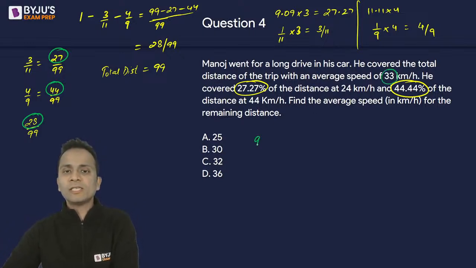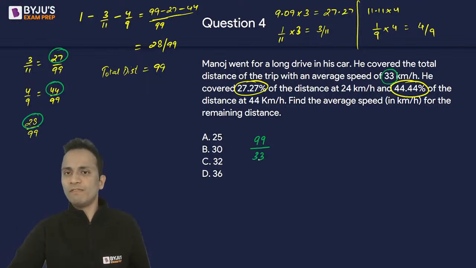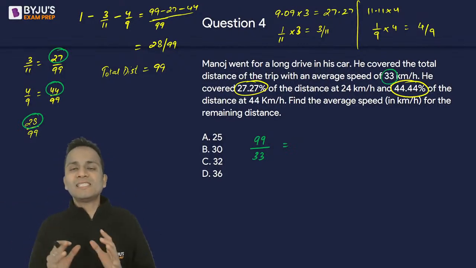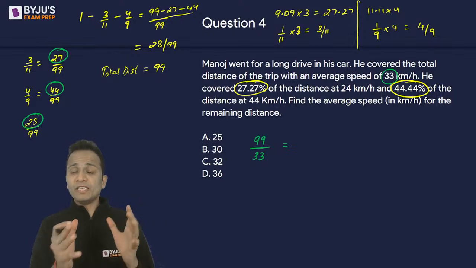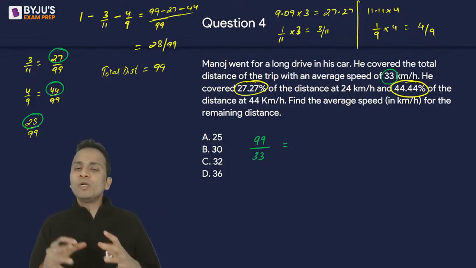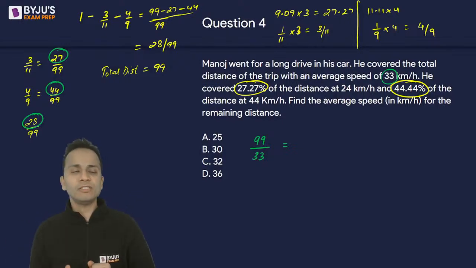So total distance is 99 divided by the average speed, which is 33, will give me the total time of travel. Okay, this is the total time of travel. Now this should be equal to the sum of the time taken in these three separate journeys. I've divided the entire journey in three parts. So total time taken should be equal to the sum of the time taken for each of these three journeys.